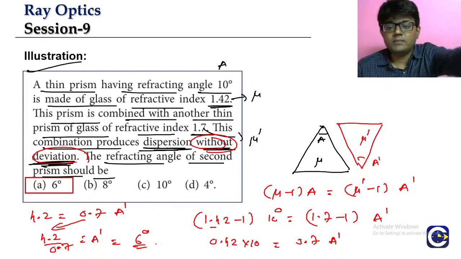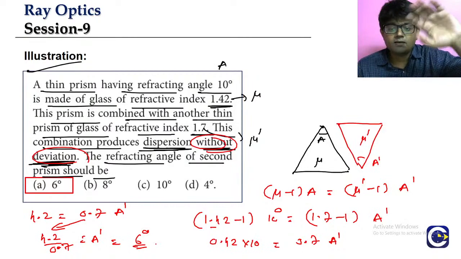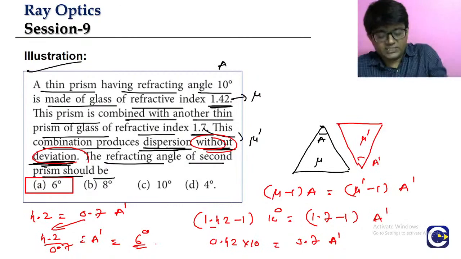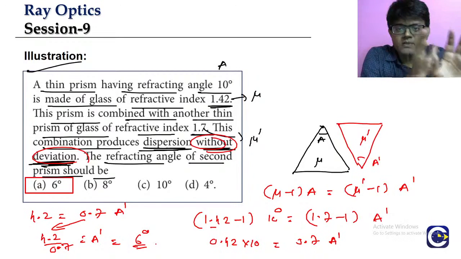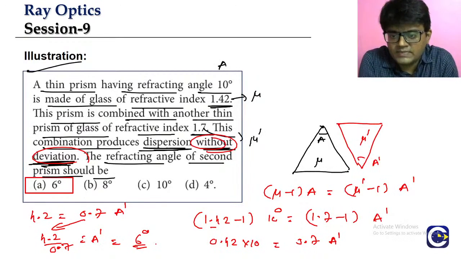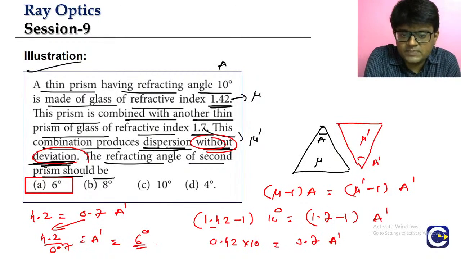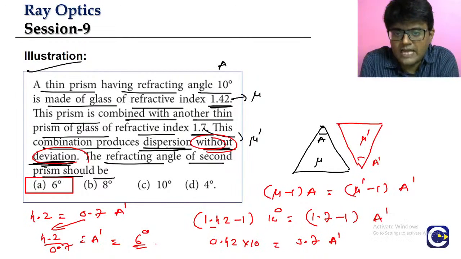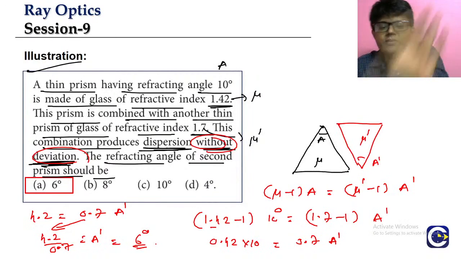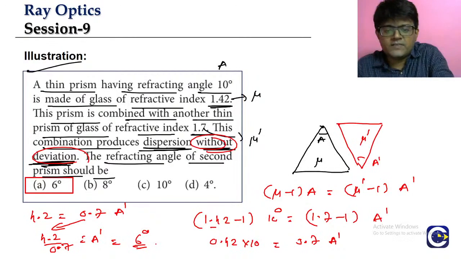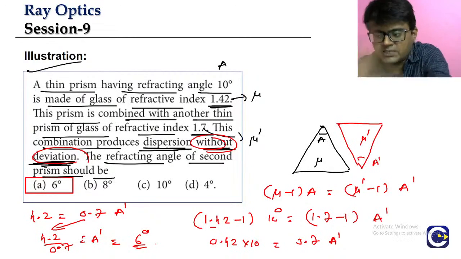So these two conditions are important. What are the conditions? Dispersion without deviation. If you are confused with these words, just remember it like this. Without deviation means the deviation in the first prism is numerically equal to the deviation of the second prism. Without dispersion means the angular dispersion of the first prism is numerically equal to the angular dispersion of the second prism. That's it. So in this question, without deviation means the mean deviation of the first prism is numerically equal to the mean deviation of the second prism. That's what we are doing.